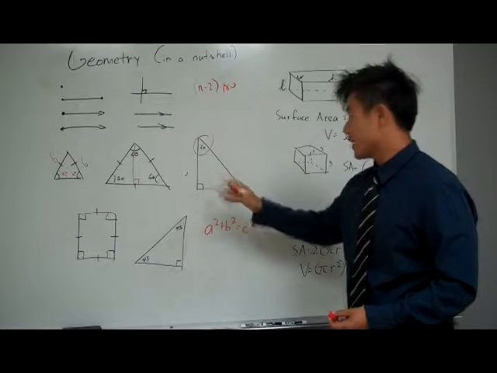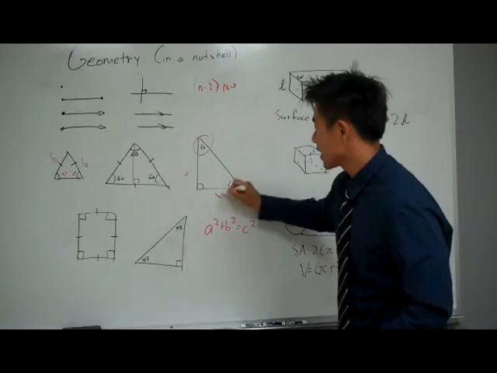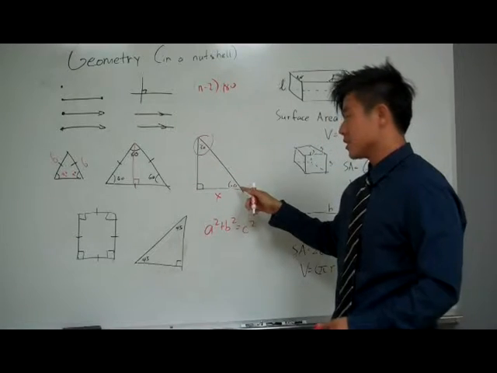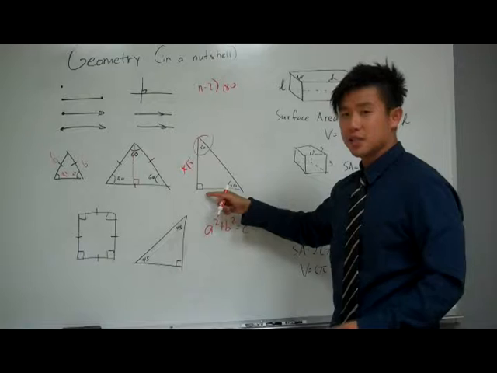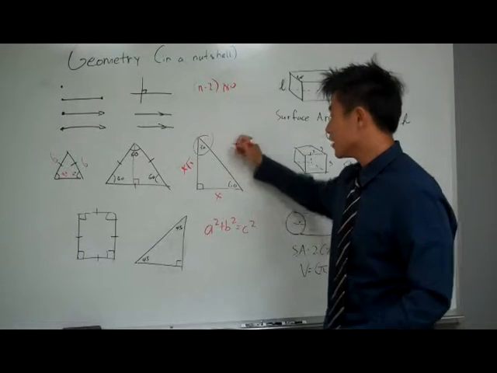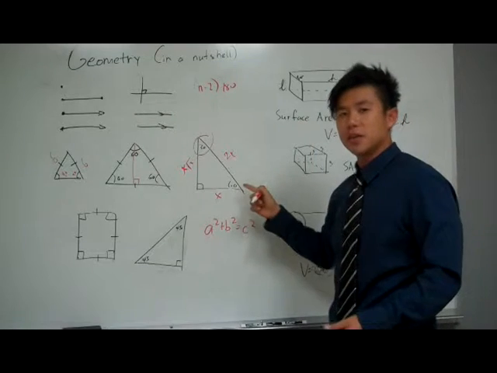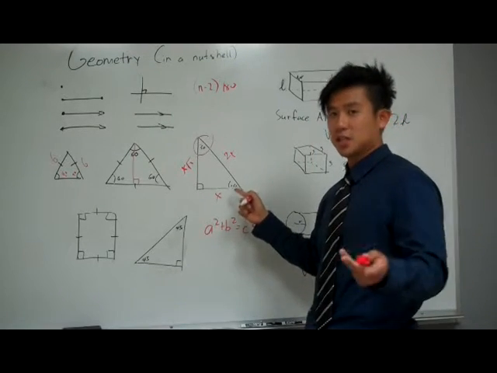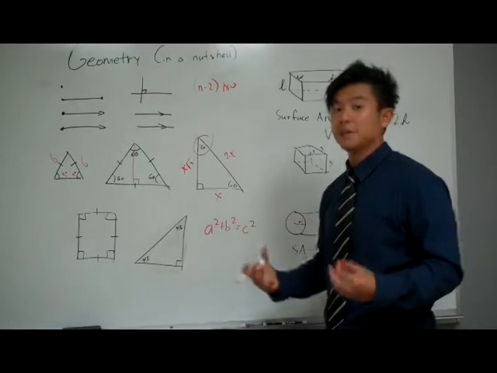30, 60, 90 triangle. The side opposite of 30 is x. The side opposite of the 60 is x root 3. And the side opposite of the right angle is 2x. Okay? That's what you need to know. They give this to you at the beginning of the section when you take the test, but it's also good to know because it's quick. Math is a lot about timing.